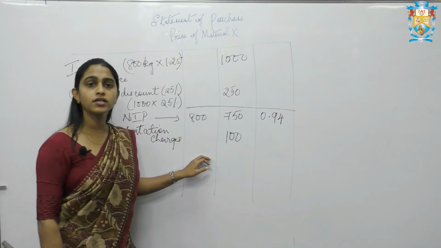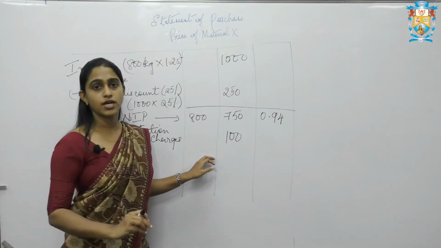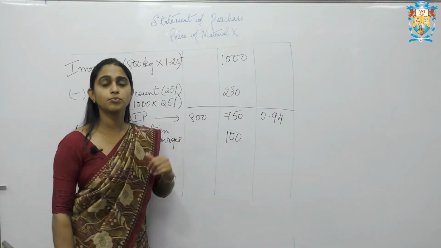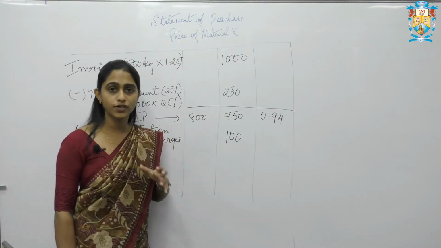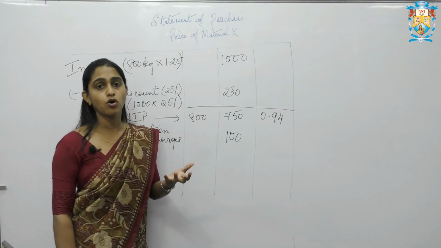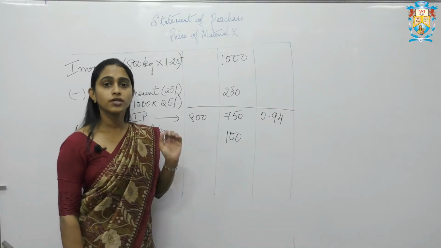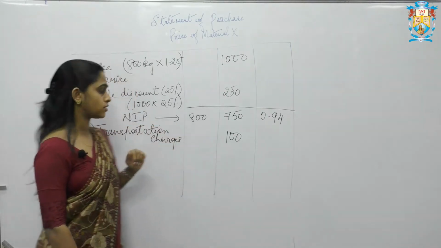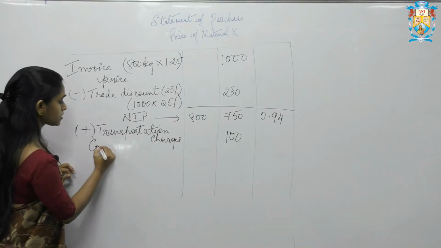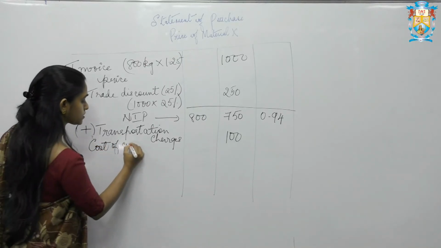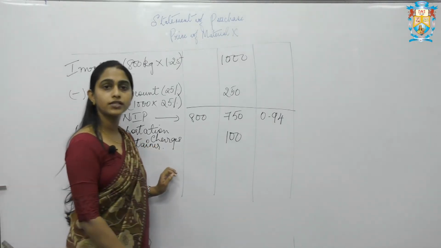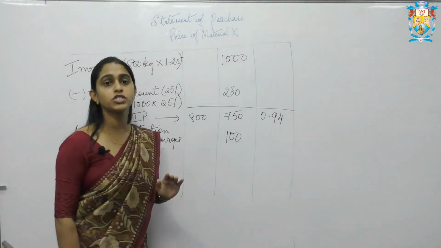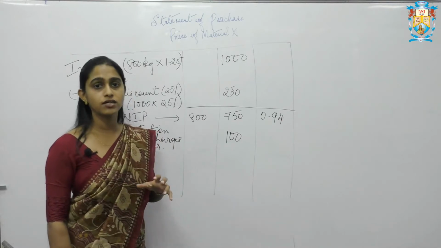Next, we are having the packaging charges. As I mentioned in the previous video, the packaging charges will consist of the cost of container and the return amount of the containers. So here we have to do a small calculation. First we are going to write the cost of containers. How do we calculate the cost of container? Before which we need to know how many containers are there.